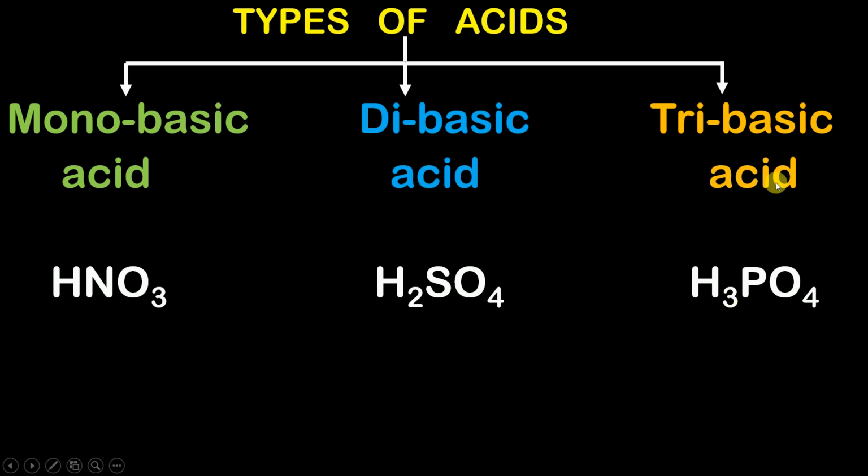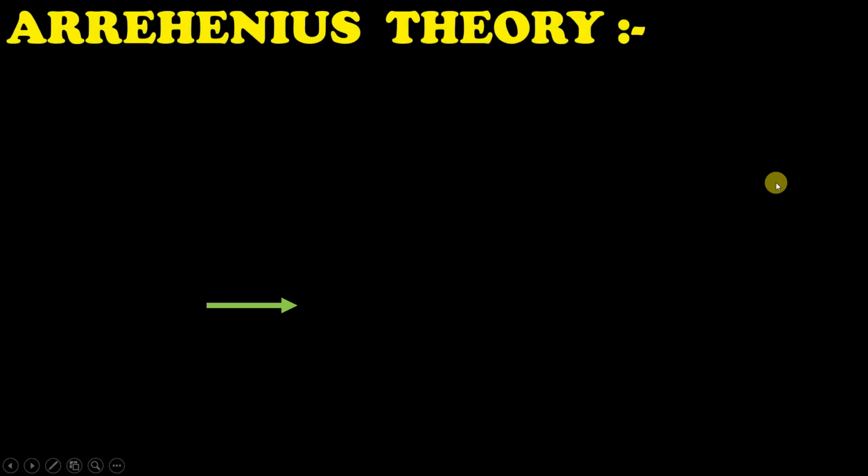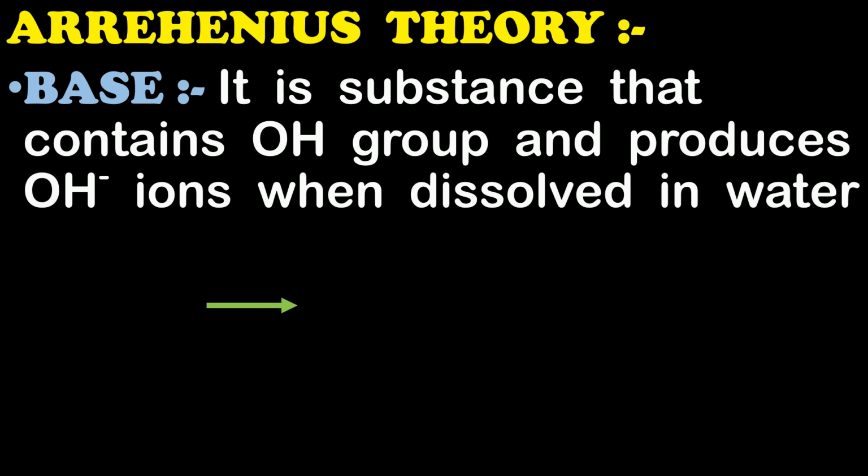Okay, now moving ahead, let's now understand what a base is. So we have understood how to identify an acid. Now it is time for us to understand how to identify a base. So Arrhenius theory tells us that a base is nothing but a substance that contains an OH group. Okay, so any substance containing the OH group, that is this group OH, and produces OH minus ions when dissolved in water, is called a base.